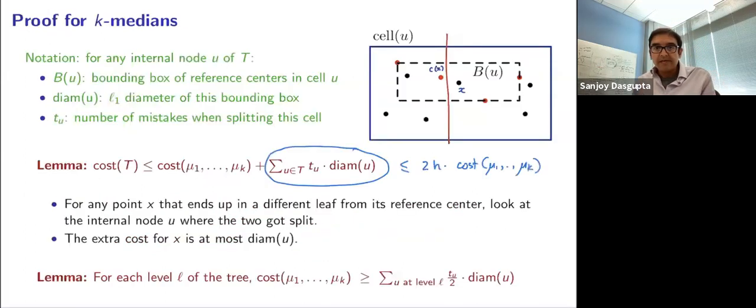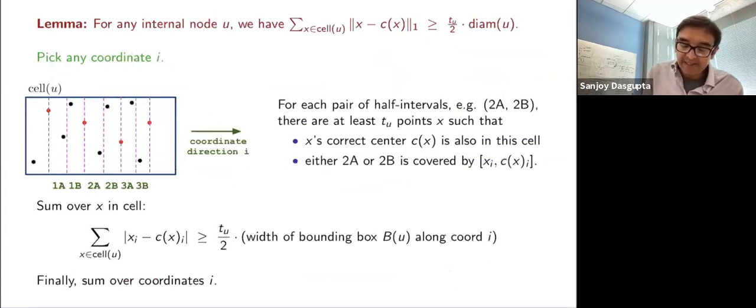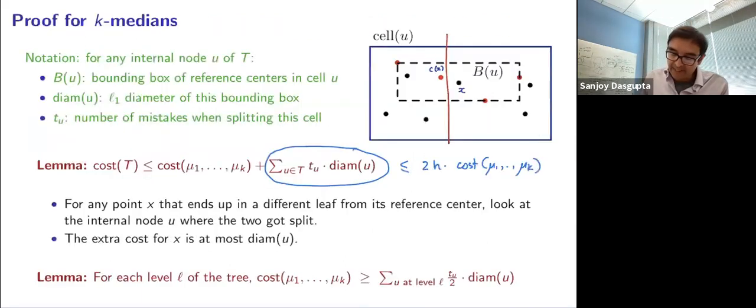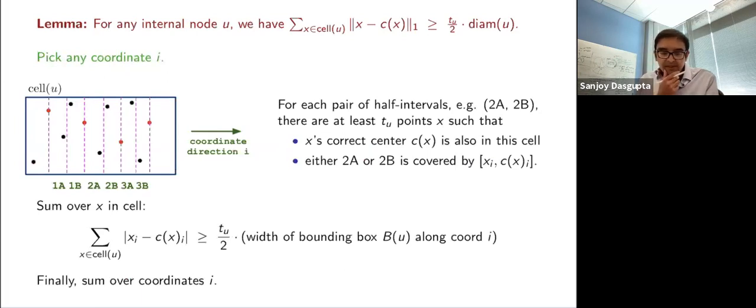Okay, so the one thing I need to explain now is this. You look at any level of the tree, and you look at the nodes over there, and for each node, look at the number of mistakes times the diameter of the centers. That's upper bounded by the cost of the reference clustering. In order to show that, I'll show something a little bit more specific, which is that if you look at any internal node of the tree, then the cost of the points inside that cell with respect to the reference clustering, so the optimal cost of those points, is at least the number of mistakes times the diameter of the cell. And then that would immediately imply this, because then we just sum over all cells at a given level. Okay. So let's see why this is the case.